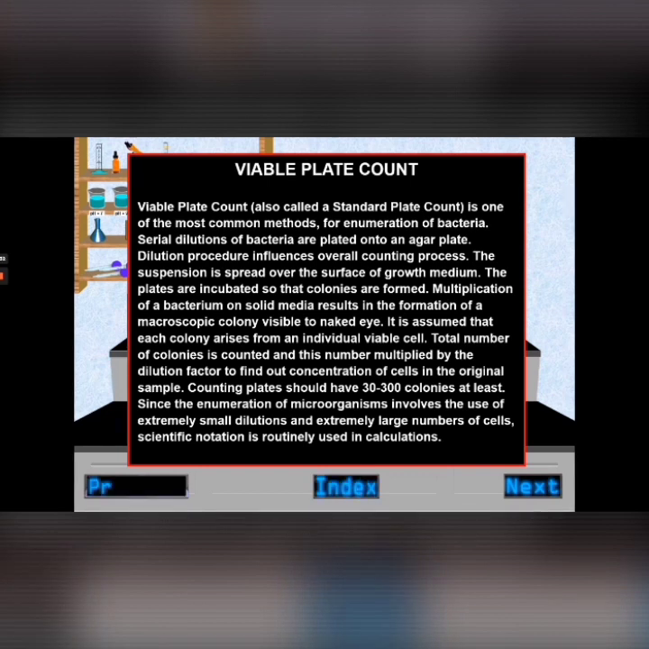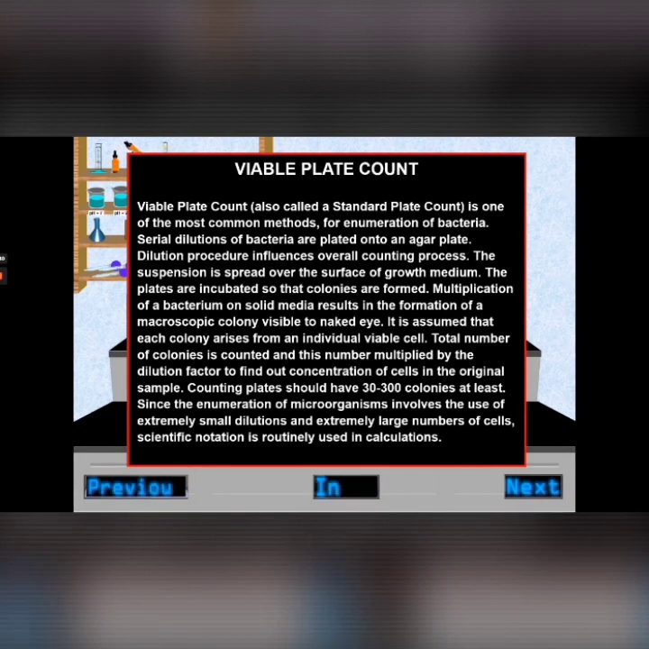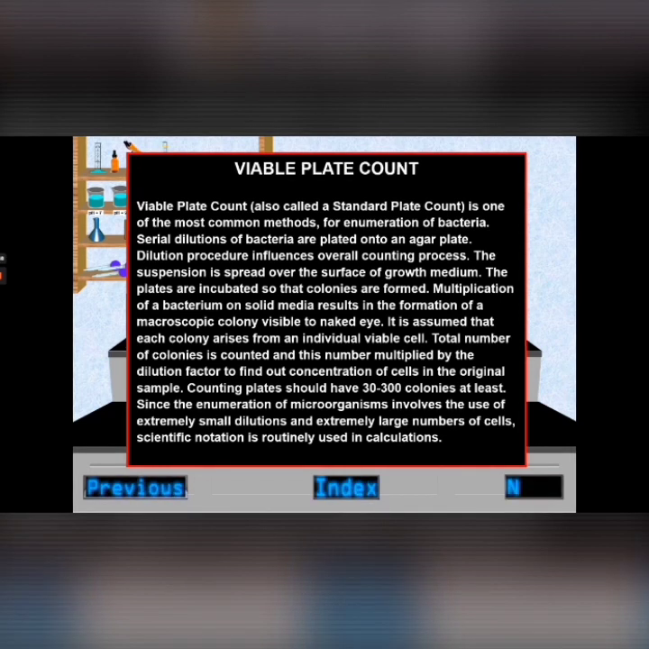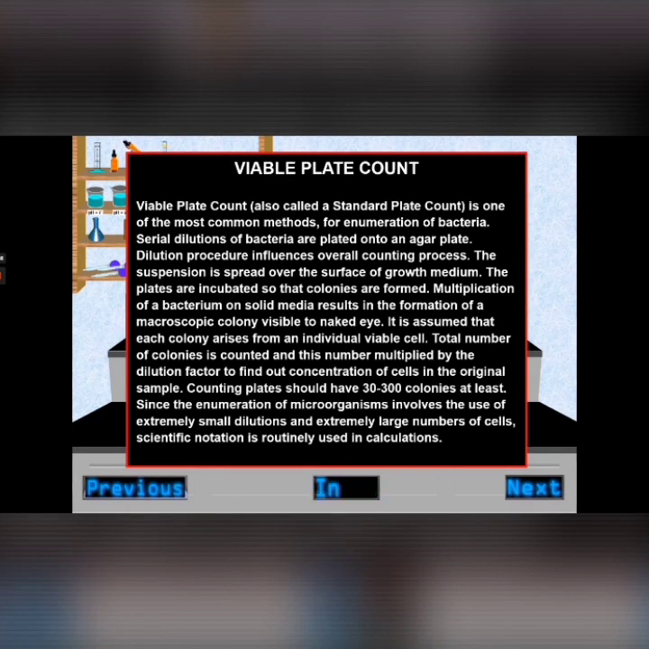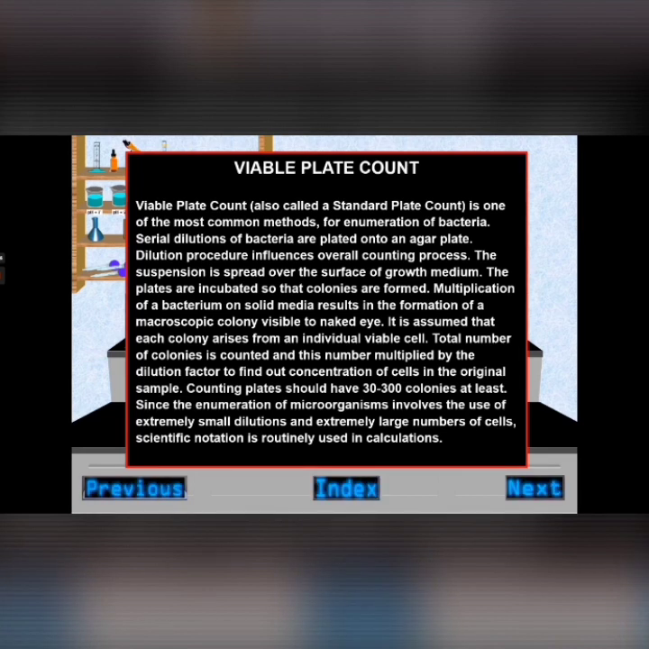The serial dilutions of bacteria will be plated onto an agar plate, and the dilution procedure influences the overall counting process. The suspension will be spread over the surface of the growth medium and the plates will be incubated for the colonies to be formed. Many bacteria on the solid media will result in the formation of a microscopic colony visible to our naked eyes.